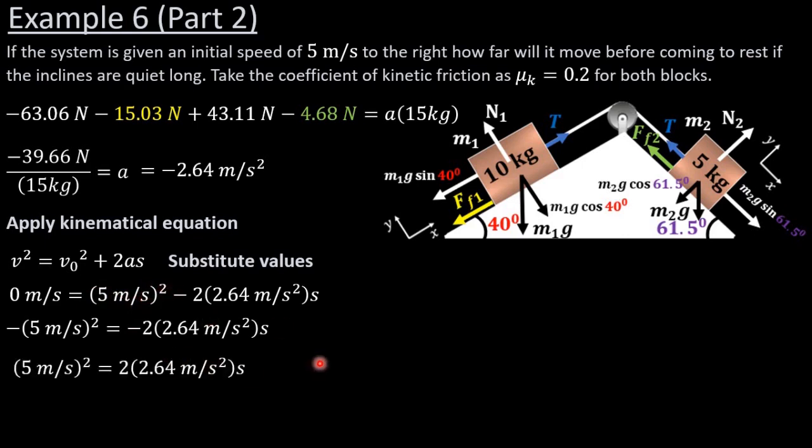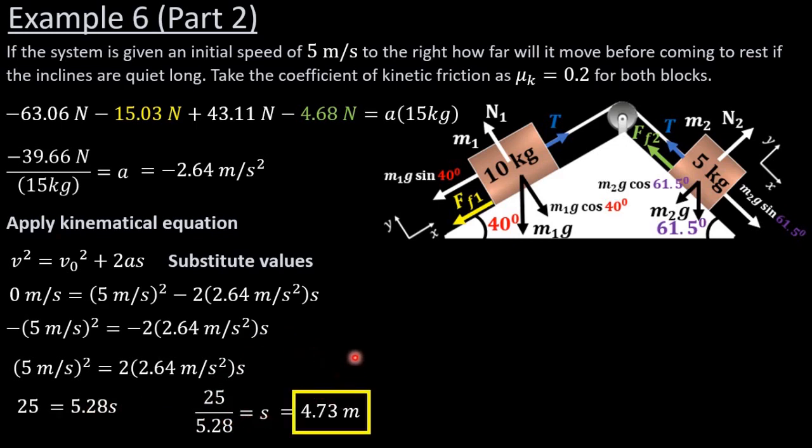Okay, the minuses cancel out to leave this. Simplify that down. So 2 times 2.64 is going to give us 5.28. And then divide both sides by 5.28 to get s, where s is going to be 4.73 meters. And that is the answer to this question. So this whole system would travel 4.73 meters before coming to rest.